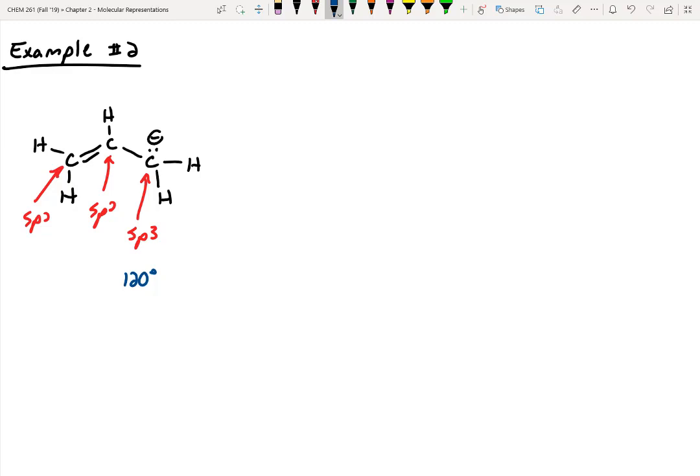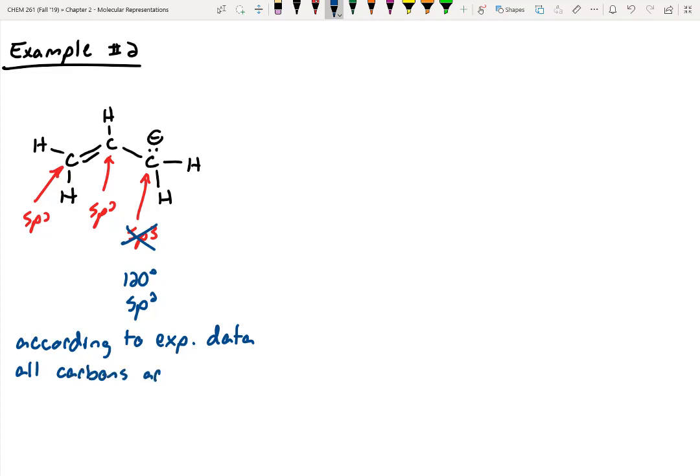What do you think might be happening? Do you think it's sp3? No, what's the experimental data telling us? Must be sp2. Yeah, so let's take a look at what's going on. So according to experimental data, all carbons are sp2.